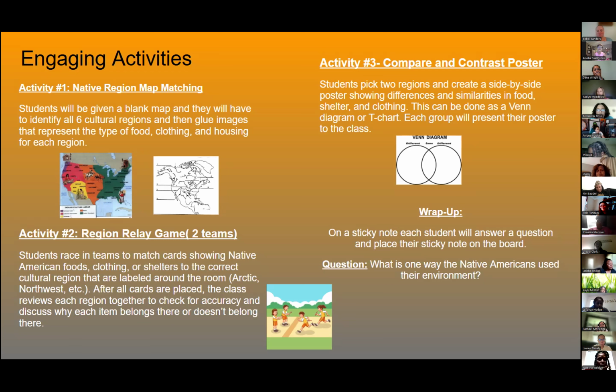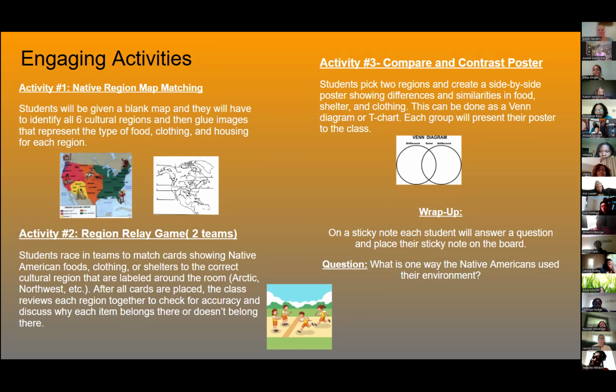And at the end, we'll go and see which ones were correct and why it was correct, and if not, why it wasn't correct and which actual region it goes to. Wow. Yeah. And then my third activity, they're going to do a compare and contrast poster. So they're going to be in partners or groups, like groups of 3.